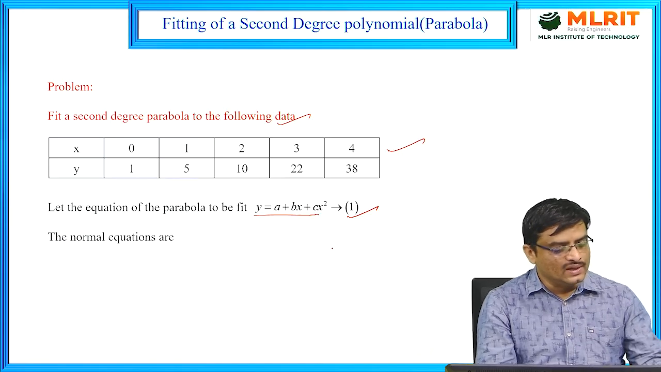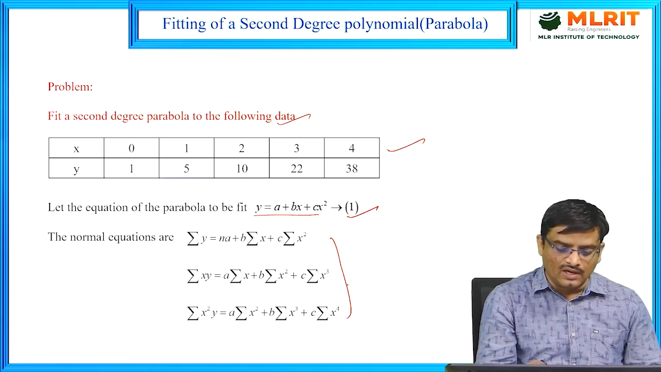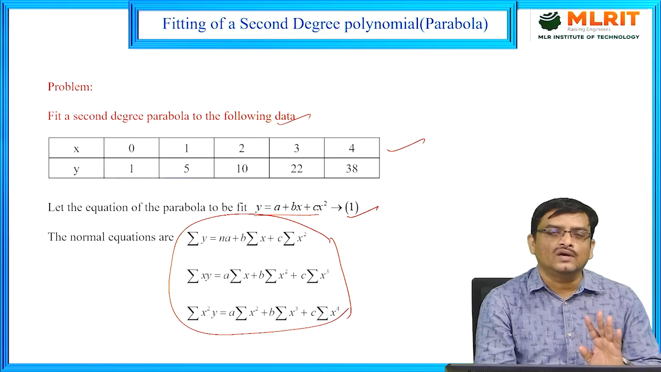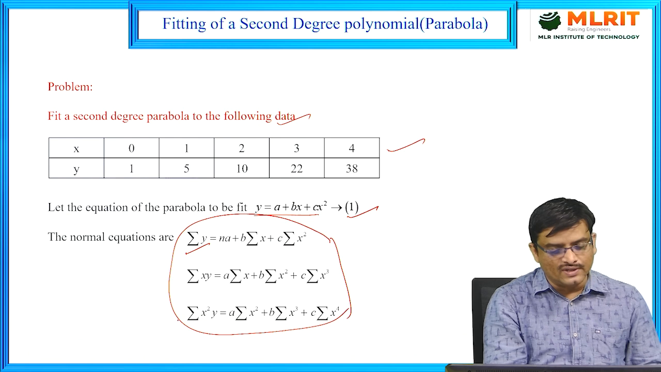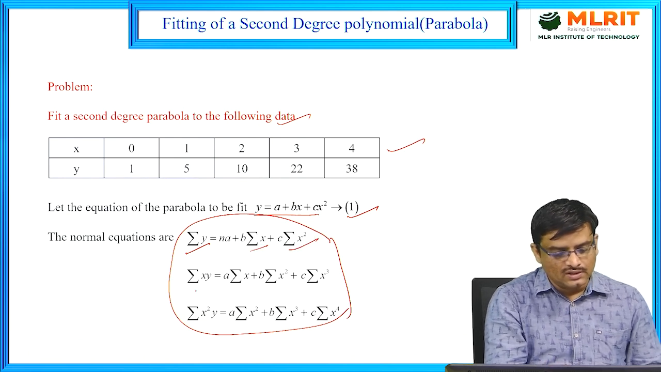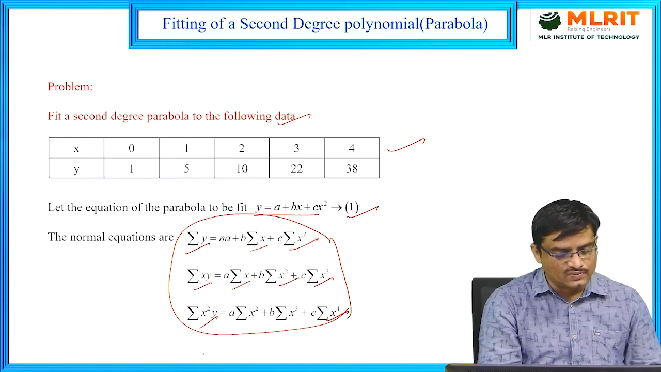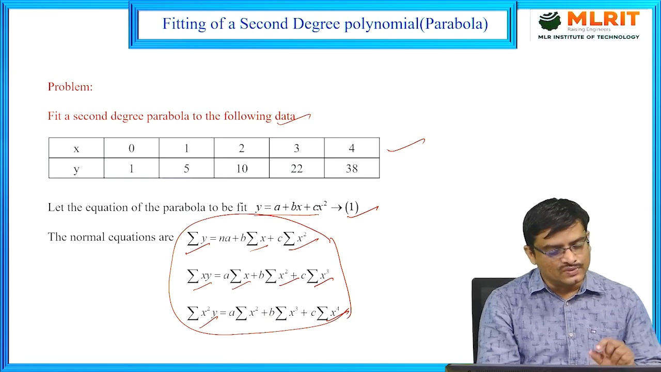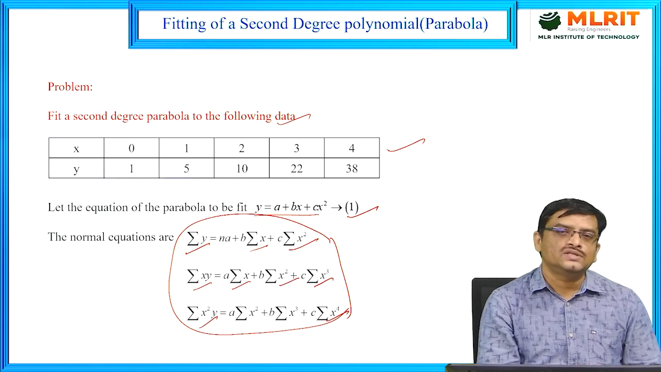And already we have seen the normal equations for fitting a parabola in the previous slide. These are the standard normal equations for fitting a parabola, or a second degree polynomial. Now we have to find summation y, summation x, summation x square, summation xy, x cube, x power 4 and summation x square y. Once we get these summation values, we substitute them in the normal equations, and by solving these 3 normal equations we can find the 3 unknown parameters a, b and c.